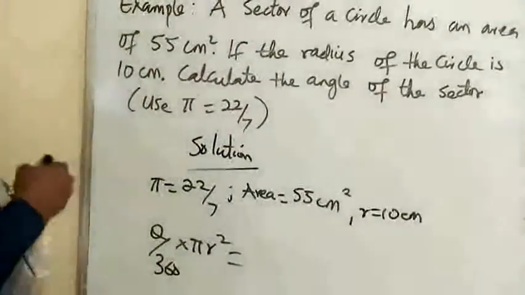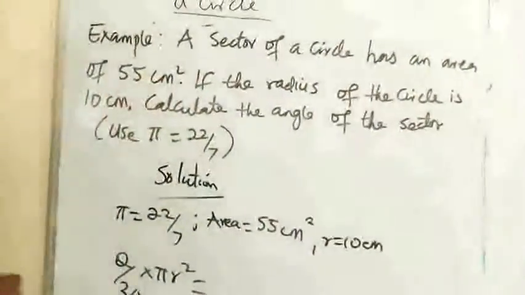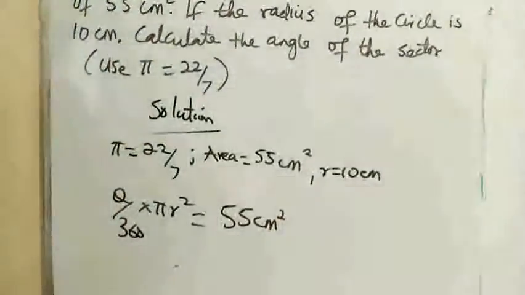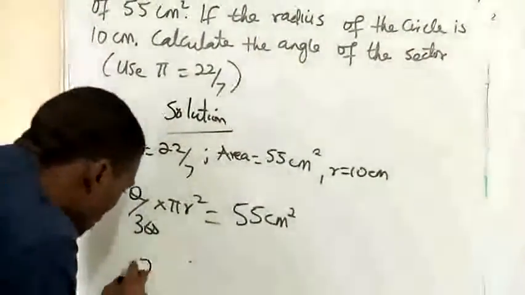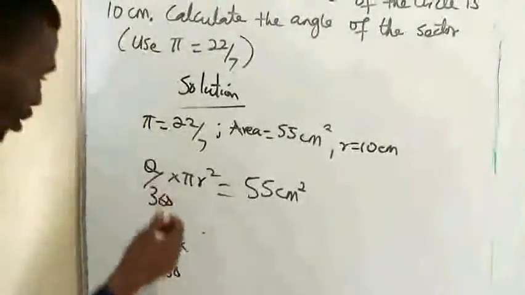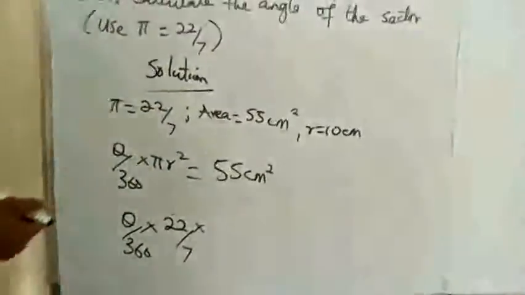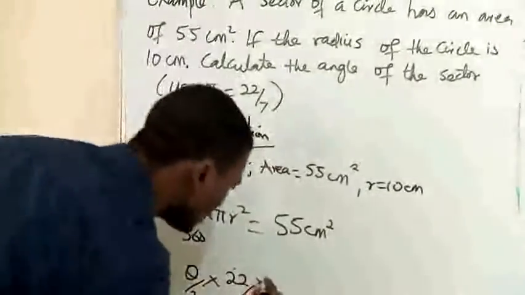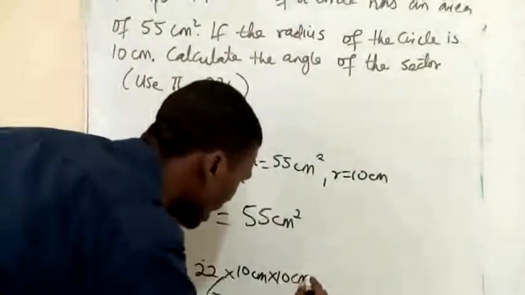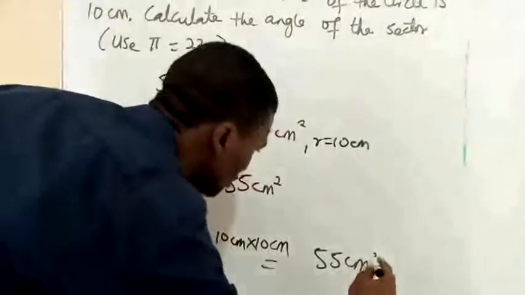So this formula, we compute it to get the angle. A sector of a circle has an area of 55 cm squared. Our theta is what we are looking for. So we say theta all over 360 times pi, which is 22 over 7, times our radius squared, which is 10 cm times 10 cm. That's all equal to 55 cm squared.